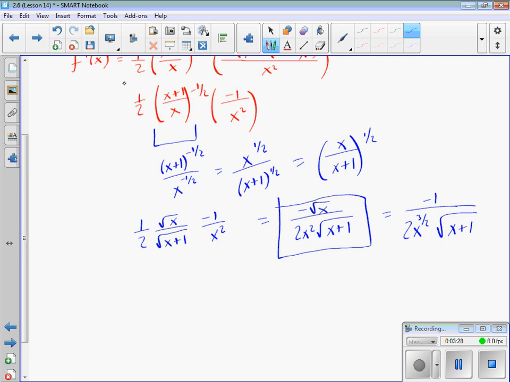Okay, now the other part says, describe the behavior of the function when the derivative is 0. Negative 1 over what is equal to 0? Nothing, right? You can't have a number on top and something on bottom and get 0. So this is never equal to 0, so we're just going to say never is 0.